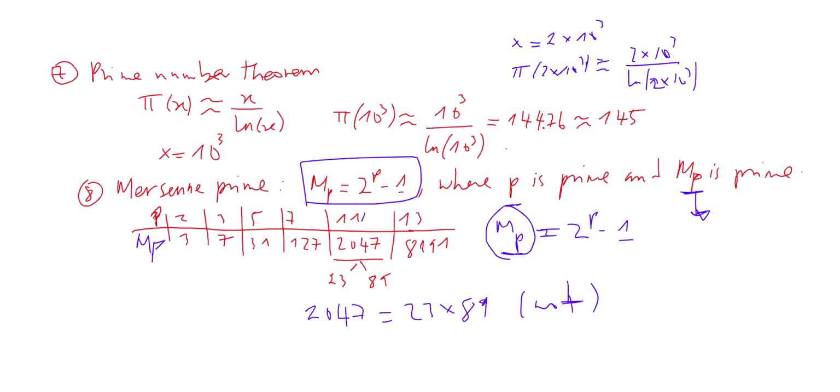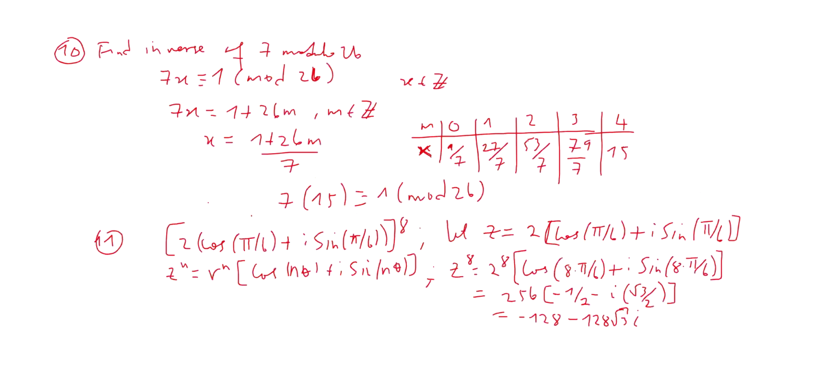Okay, then the next one was to find the inverse of 7 modulo 26. You can write such a statement as 7x is equal to 1 in modulo 26, and this you can write as 7x is equal to 1 plus 26m, where now x is equal to (1 plus 26m) over 7. For every m you can put, you can check what x will be.